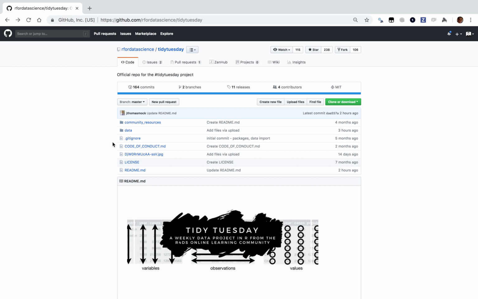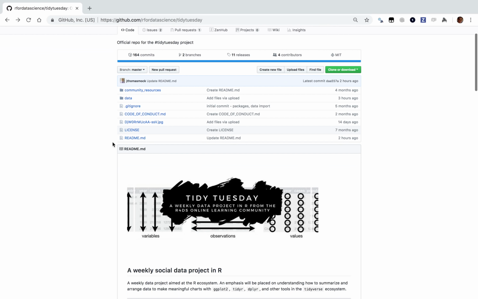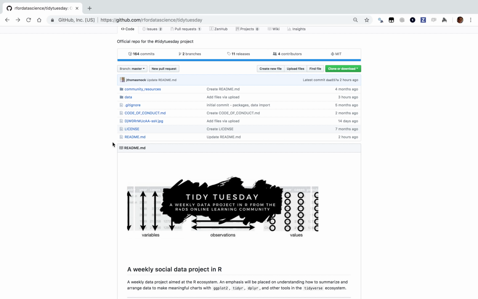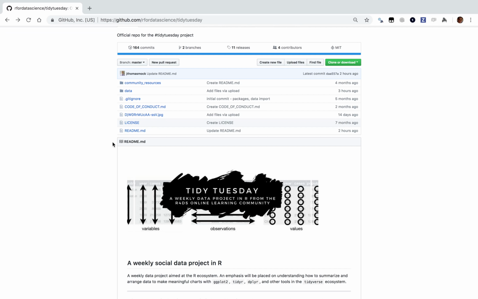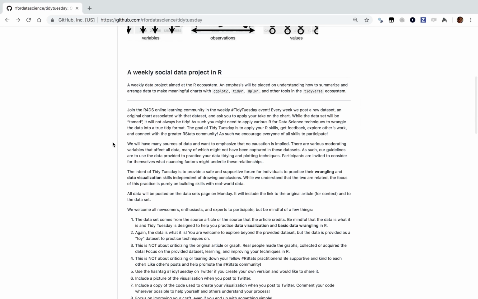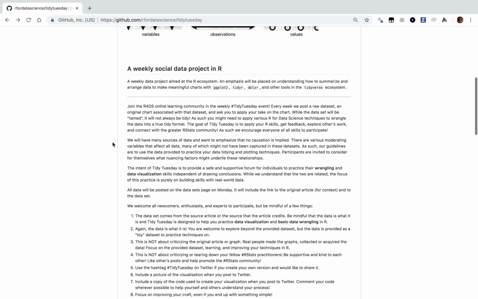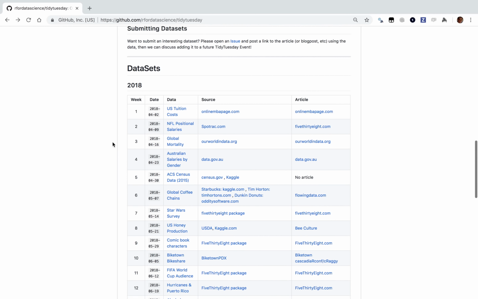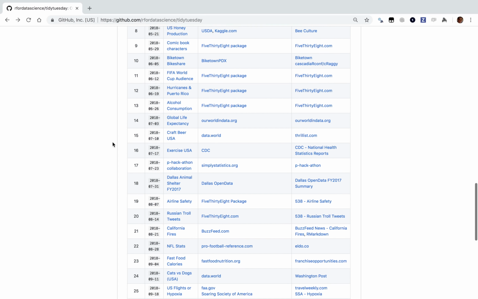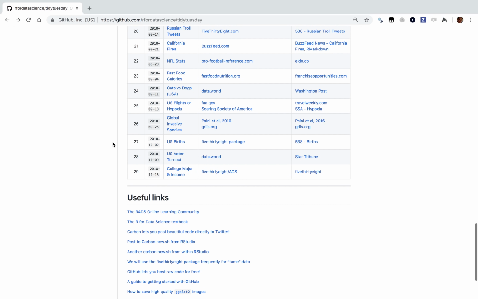So I'm going to do an example from Tidy Tuesday, which is a really exciting project set up by the R for Data Science online learning community. Every week they release a data set that people can analyze, make visualizations of, draw conclusions from, and I'm going to be analyzing the most recent version, which again I've never seen before. The only thing I know about this is it's about college major and income, and that it's based on a 538 article. So the data is here.